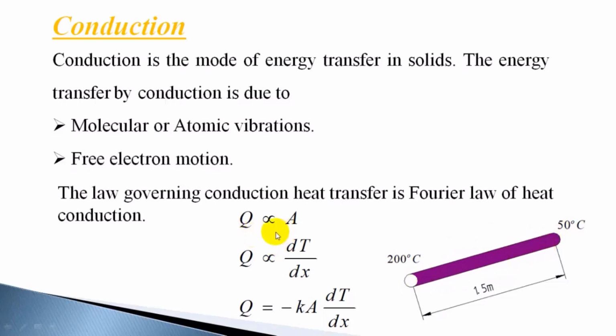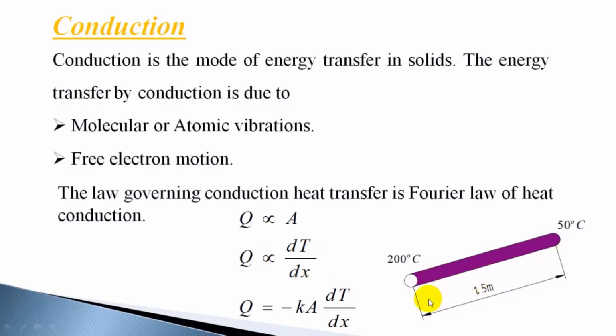Fourier law states that this heat conducted is directly proportional to the area normal to the direction of heat flow. Direction of heat flow is along the length of the rod. Area normal to that is the cross-sectional area. So it is proportional to the area. That means if area increases, the conduction also will increase. So it's directly proportional to area and also directly proportional to the temperature gradient.